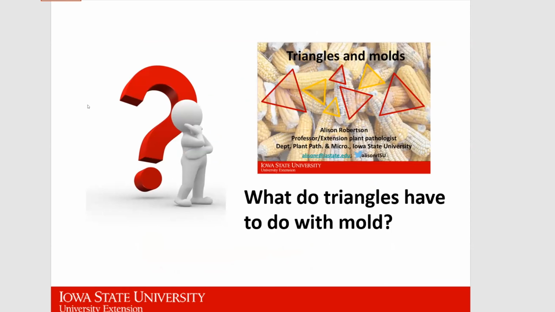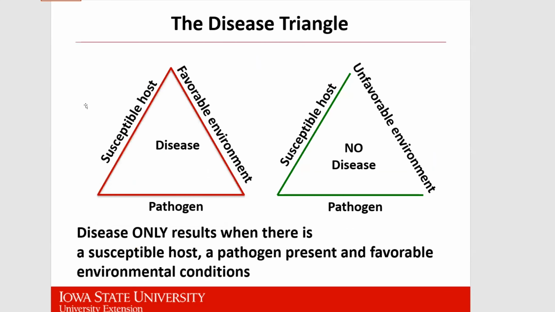If you've ever listened to Allison talk, or myself for that matter, or any good plant pathologist really, they've talked to you about triangles, disease triangles in particular. So I'm going to talk about what triangles have to do with these ear rots, right? Darn, I don't have my animations, but we'll live. The disease triangle, any triangle, has three sides, right? And we need all three of these sides to have disease, okay?